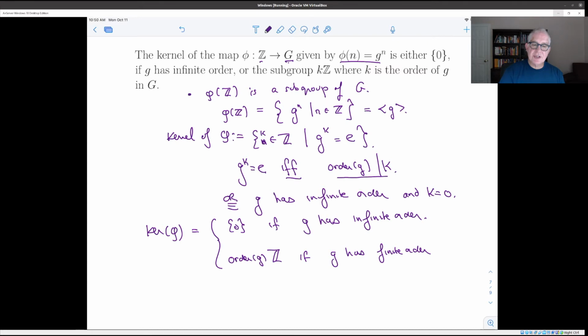So again, you'll notice that the kernel is a subgroup. It's either the trivial subgroup, or it's the subgroup consisting of the multiples of the order of the element if you have finite order.